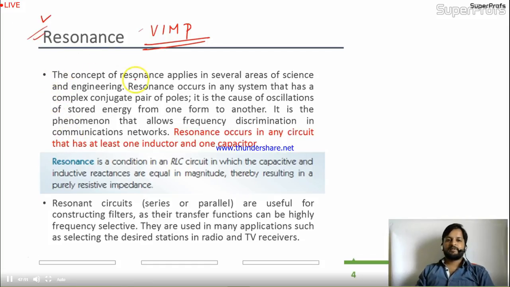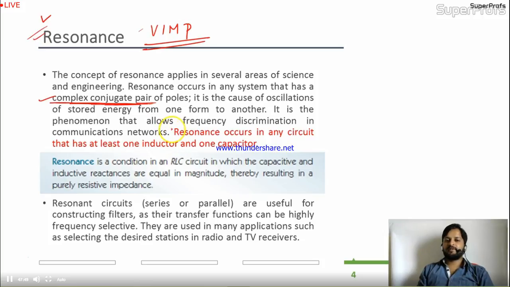The concept of resonance applies in several areas of science and engineering. Resonance occurs in any system that has a complex conjugate pair. This is the must condition for resonance, that it should contain a capacitor and an inductor, because they provide the complex conjugate pairs. It is the cause of oscillations of stored energy from one form to another. It is the phenomenon that allows frequency discrimination in communications networks.